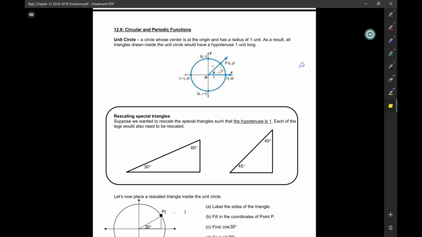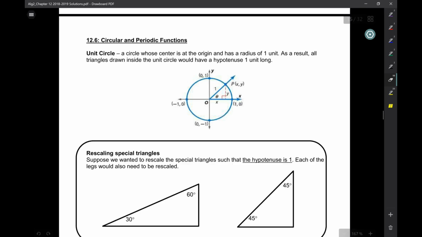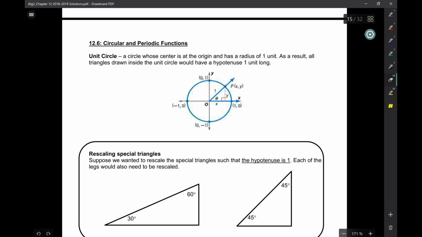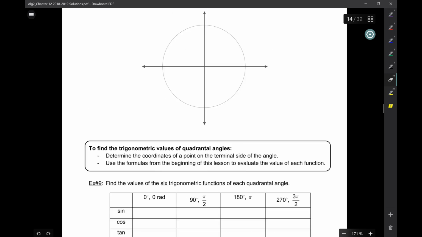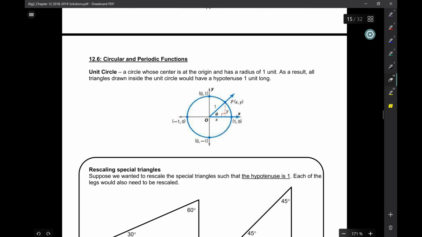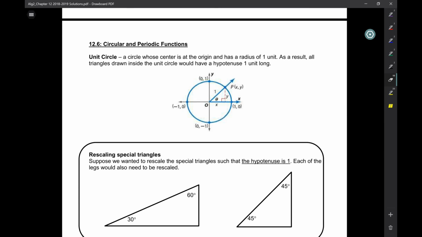Let's start with 12.6 today, and this is my favorite in this chapter. This is like the big deal in this chapter, and it's my absolute favorite. So we're going to start talking about the unit circle, and then we're going to come back to this stuff up here, okay? All right, so let's talk about what that term unit circle means.